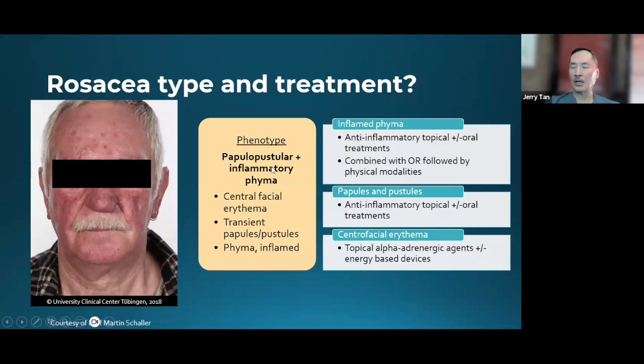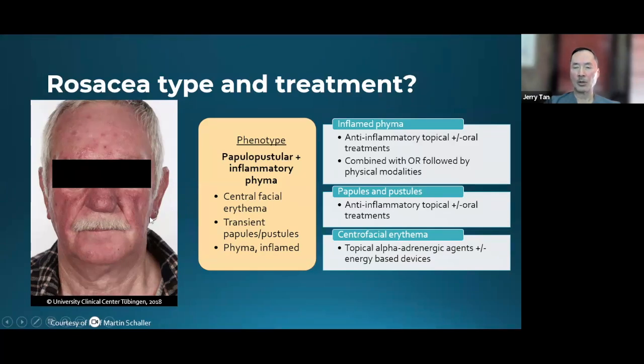For example, this patient presents with both papules and pustules, as well as inflammatory phyma and centrofacial erythema. So the inflamed phyma, we would use the anti-inflammatory topicals and oral treatments as we had previously discussed. And then it would be combined with or followed by physical modalities if the patient is bothered and wants some of that debulking done for his excess nasal structure tissue phyma. Papules and pustules, the anti-inflammatory topicals and or oral treatments.